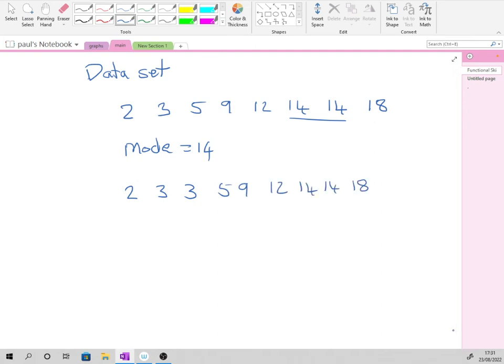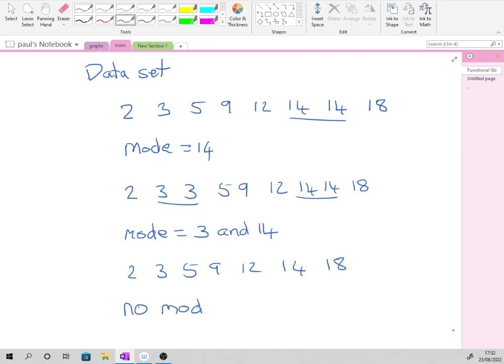and 18. Now the most common numbers are 3 and 14, so the mode becomes 3 and 14 because they both appear twice. If we have this, 2, 3, 5, 9, 12, 14 and 18, we could say there is no mode because everything appears just once. If everything appears twice, there would also be no mode. So that's three different sort of answers to a mode question. It's just which number appears most.